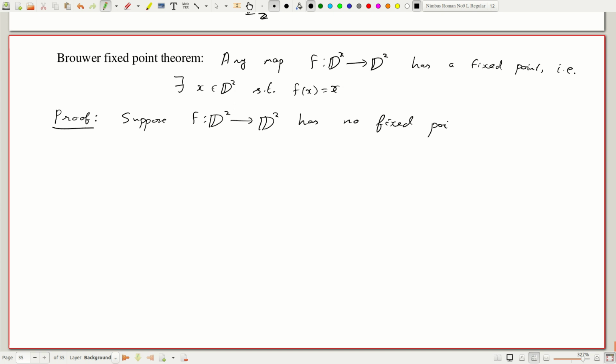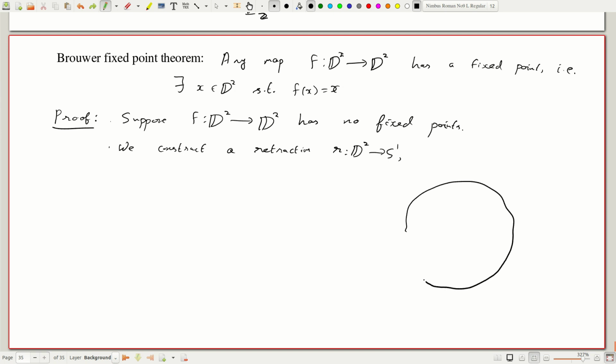Then we'll construct a retraction. Okay, we construct a retraction, and I'll draw a picture of that, with retraction R from D2 to S1. Okay, so let's draw a picture. Here is the disk. That's a pretty terrible circle. Let's try a little better. Just slightly better. That's pretty bad too, but it'll have to do.